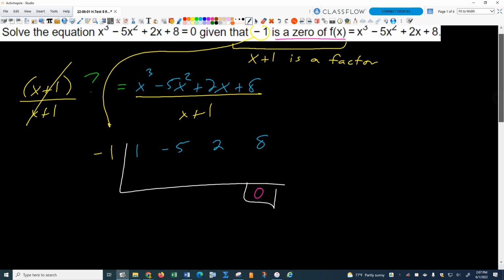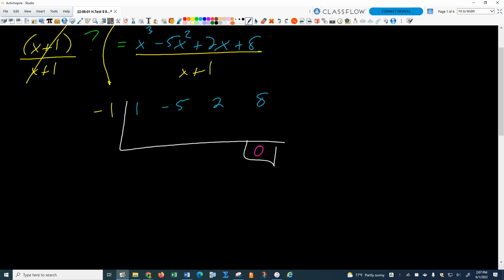So we just do this synthetically. Bring the 1 down. 1 times -1 is -1. Plus -5 is -6. -1 times -6 is 6. Plus 2 is 8. Times -1 is -8. And sure enough, it works, right?